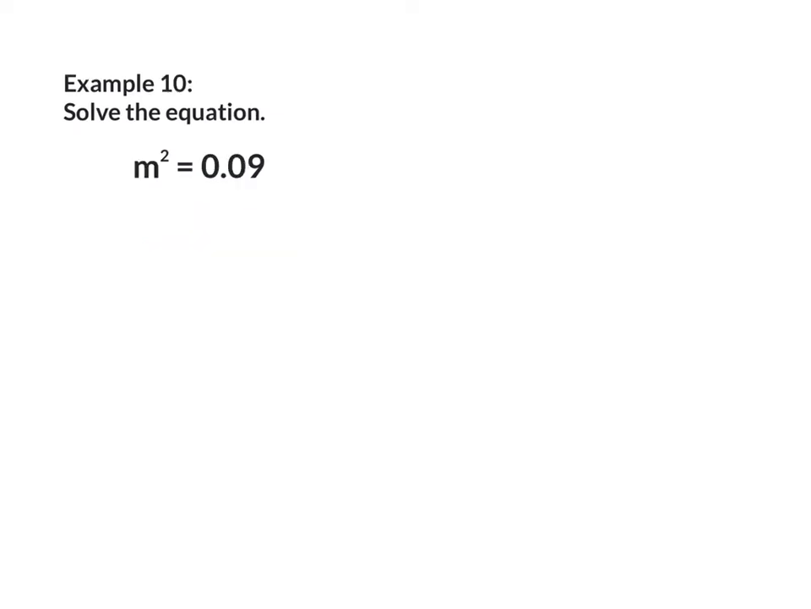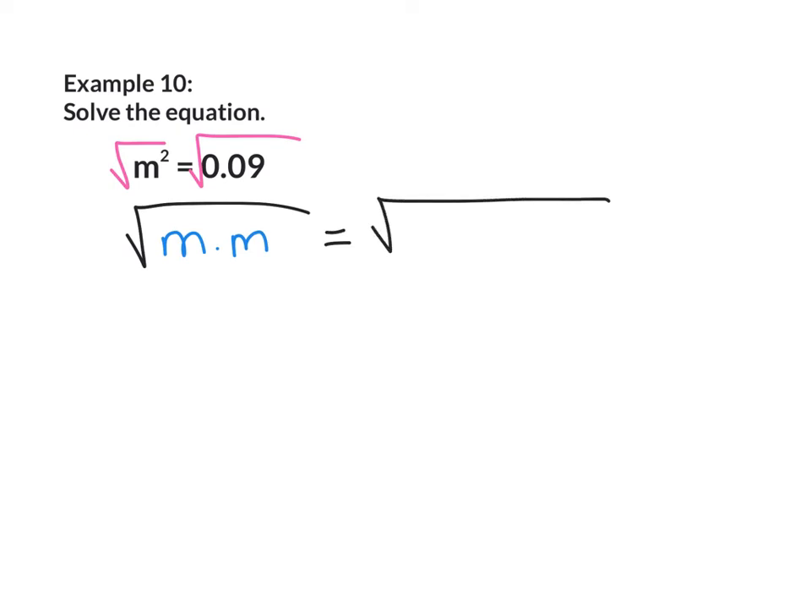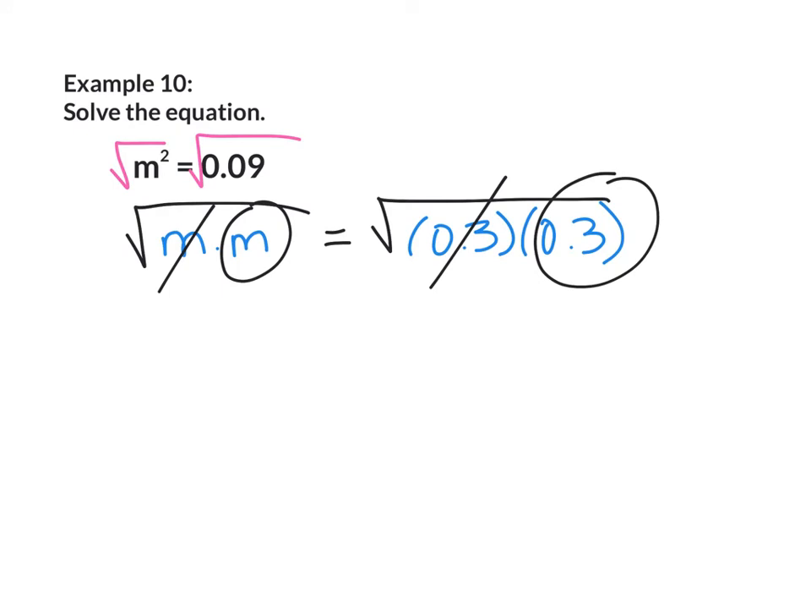Example number 10. Solve the equation. m squared equals 0.09. Since I have m squared, I'm going to take the inverse, and that would be to take the square root of both sides. So m squared can be broken down to m times m. And 0.09 can be broken down to 0.3 times 0.3. Now I have twins, so one dies, one escapes. One dies, one escapes. So my answer is m equals plus or minus 0.3.